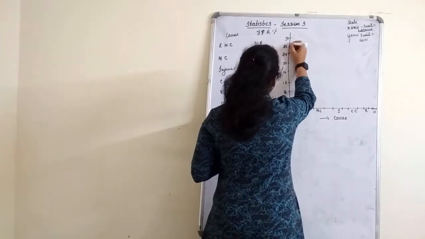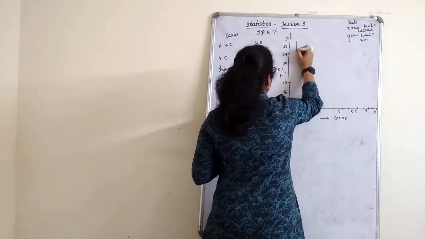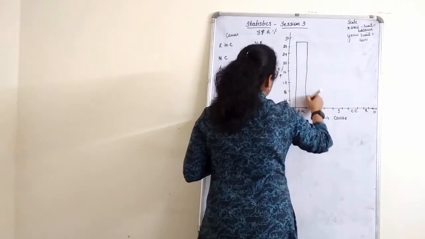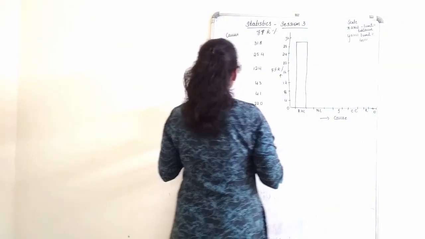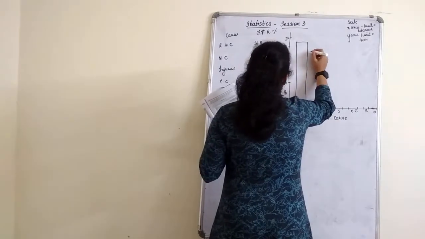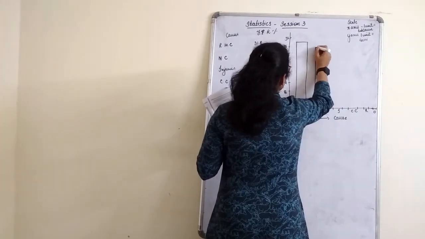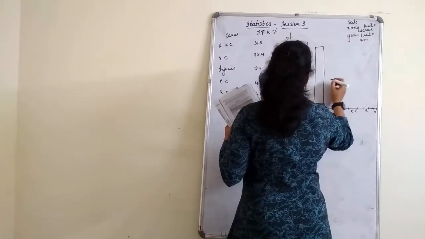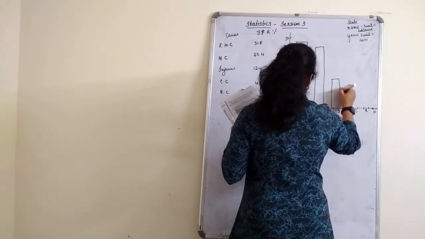So 28 will come here, 30, 31. You can just count here, children. In your graph book, it will be very easy for you to count. Reproductive health condition will come here. Next is neuropsychiatric condition, 25.4. 24 is here, 25 will come somewhere at this point. The next is injuries, 12.4. 12 is already here, slightly on top.